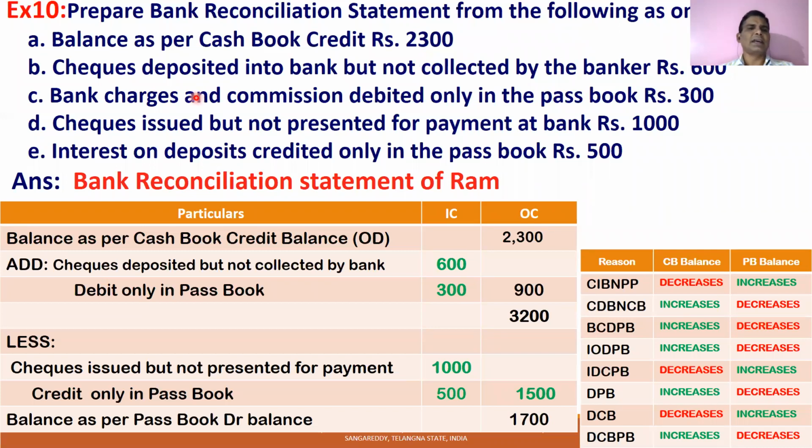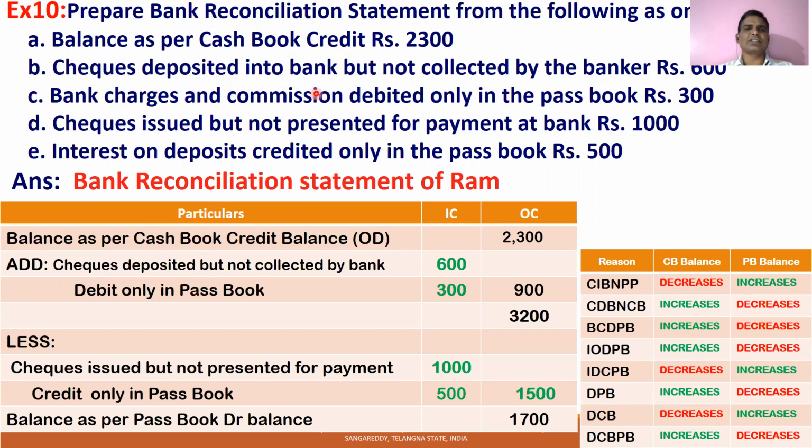As the cash book credit balance is given, the first point you have to recognize is that the cash book OD balance is given. Second, for every one of these 4 points of difference, see whether cash book increases or decreases. If cash book increases, add. If cash book decreases, less. This is the point, because OD balance is given.